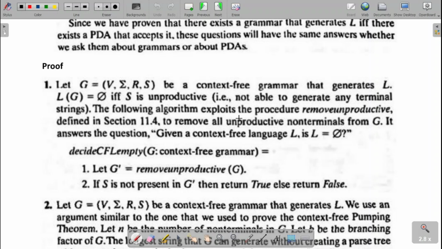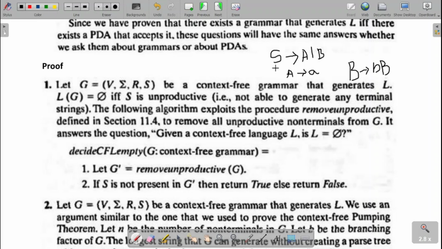If we take one simple example: S derives A or B, and A derives small a, and B derives small b and the capital B.